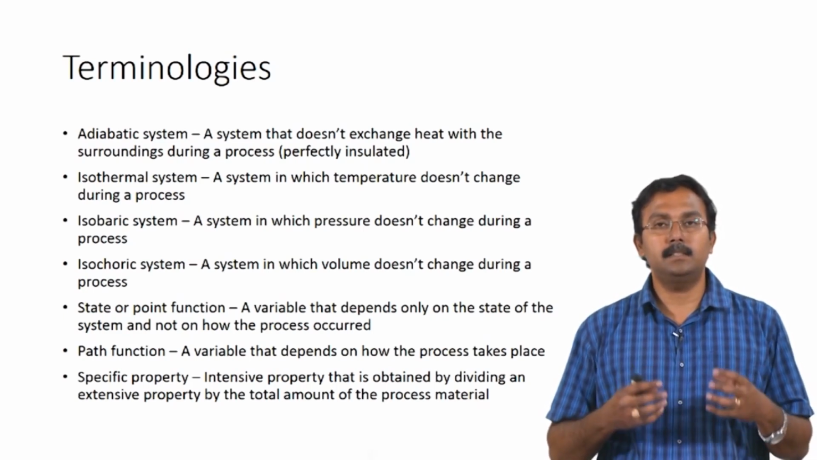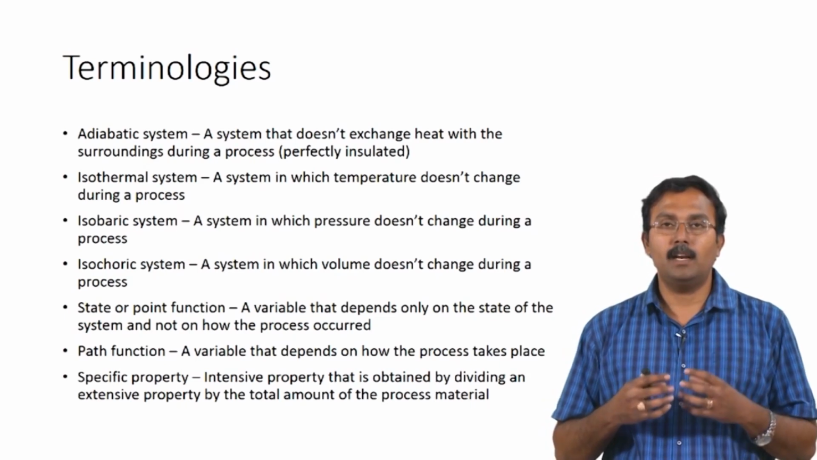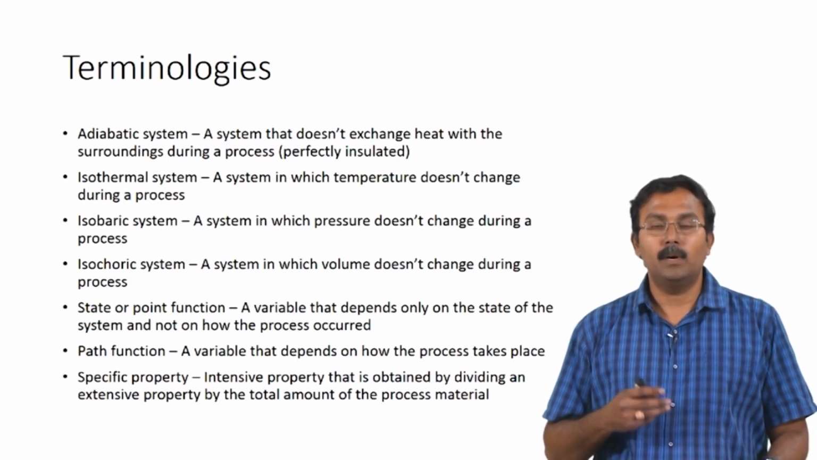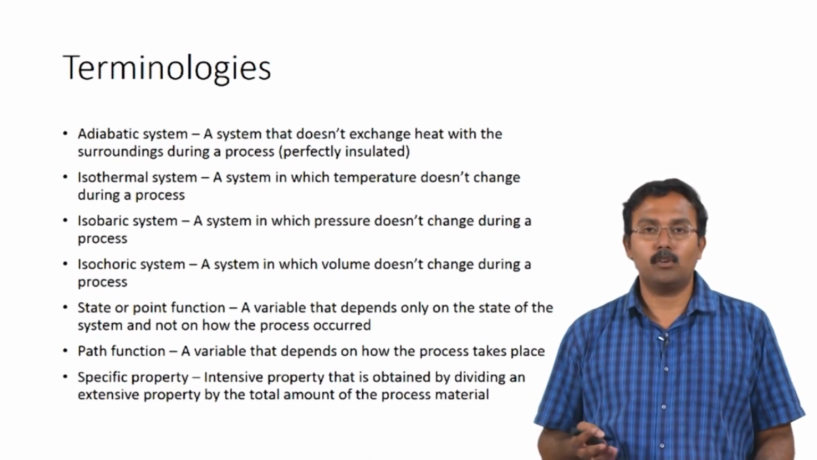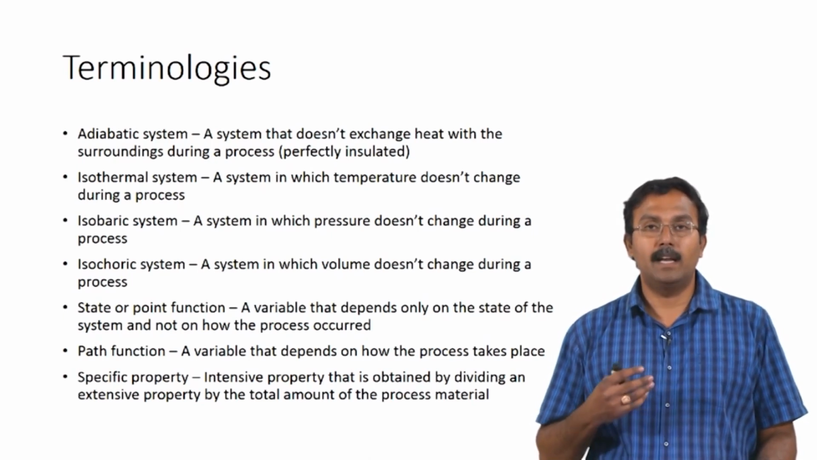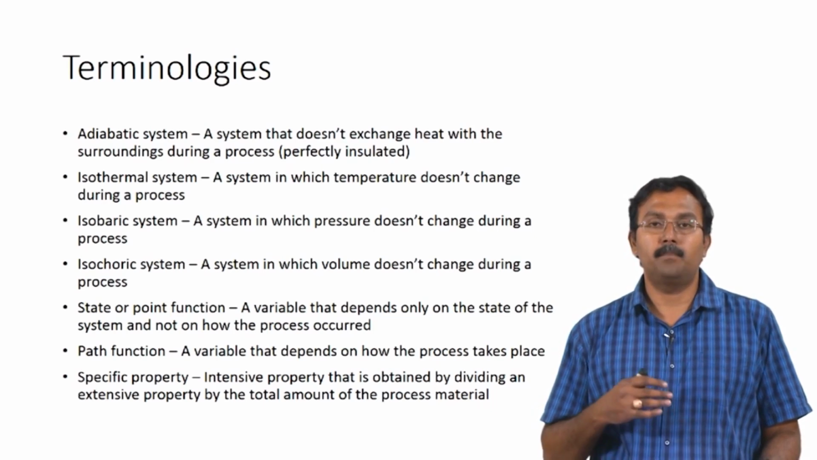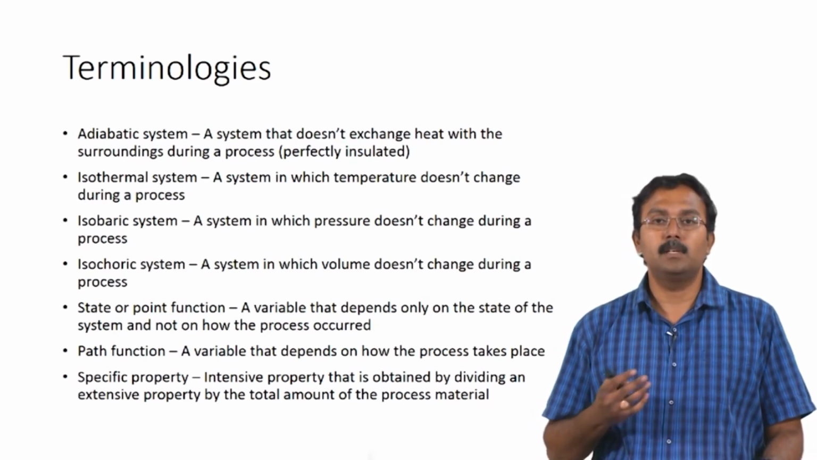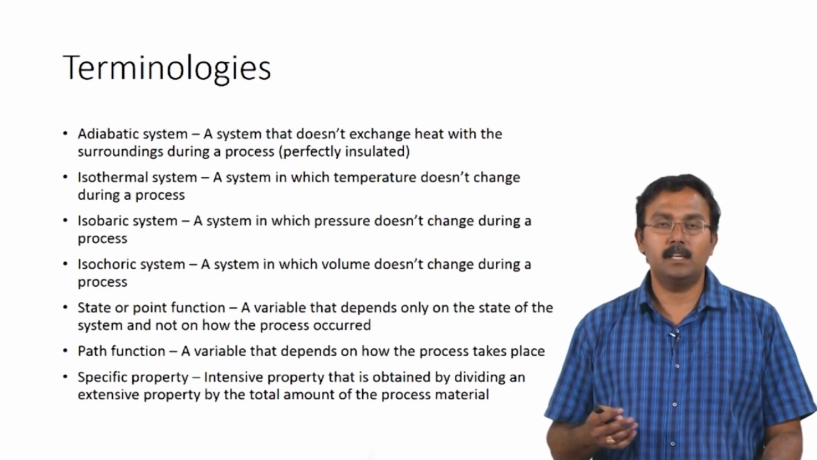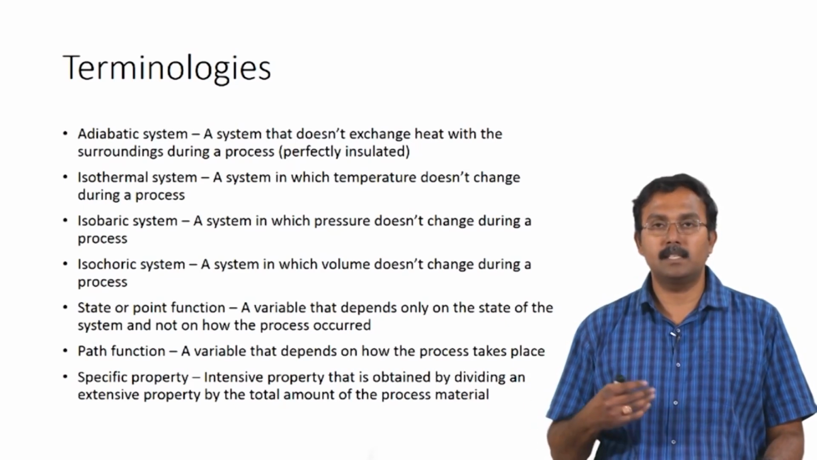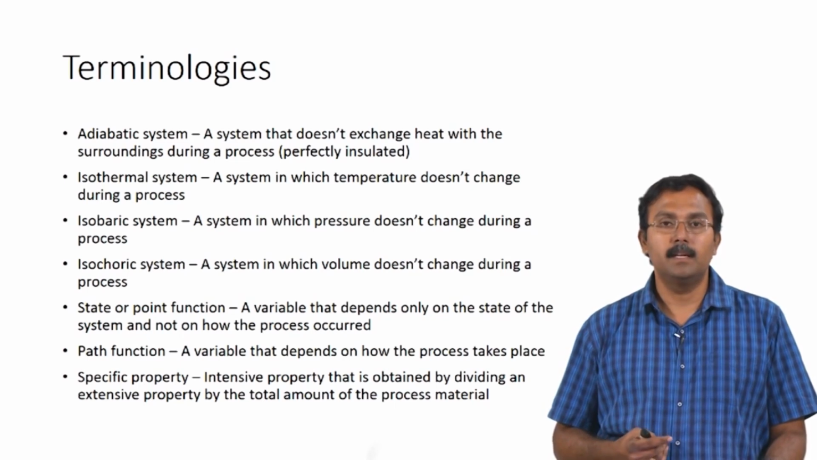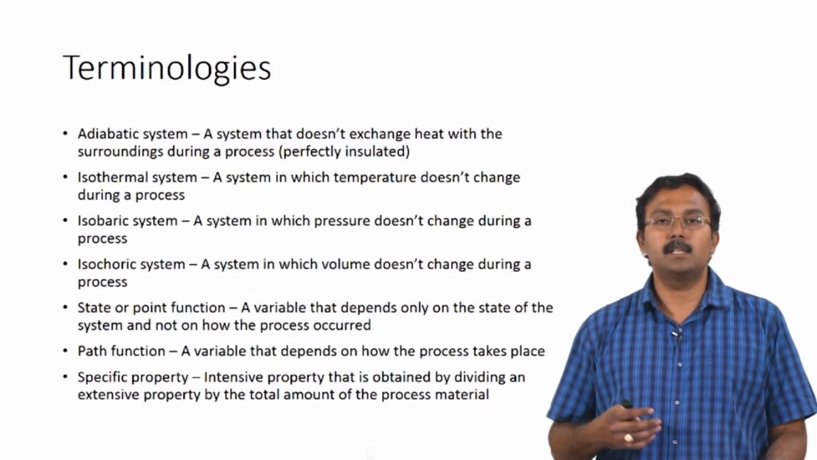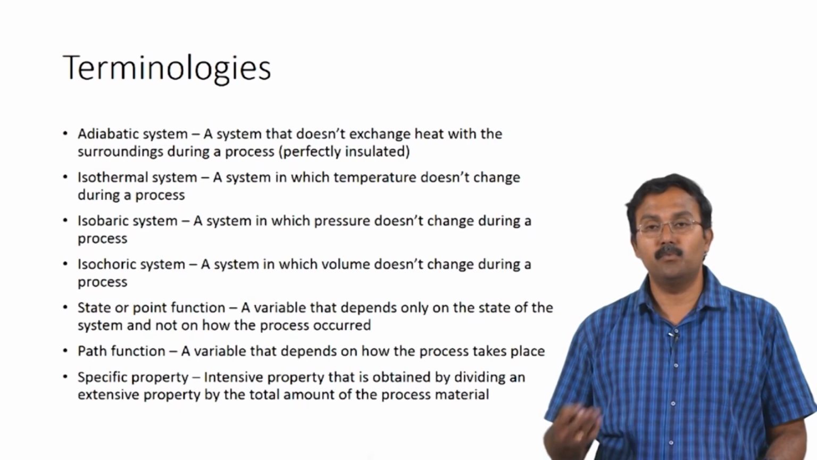Then you have an isothermal system. Here the system does not have any change in temperature while the process is occurring. That is why it is called isothermal, the temperature remains constant. You can also have an isobaric system where pressure remains constant. When this pressure does not change throughout the process, it is called an isobaric system. You can also have an isochoric system, which is one where there is no change in volume.